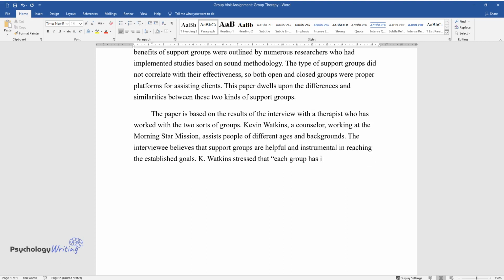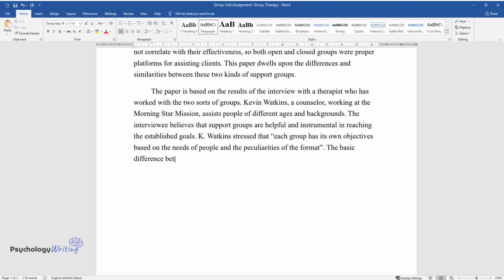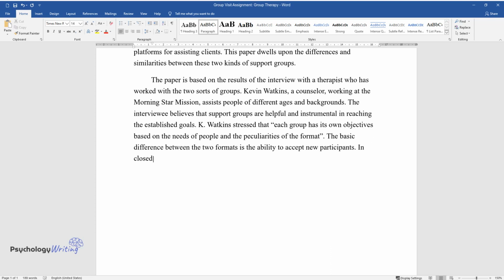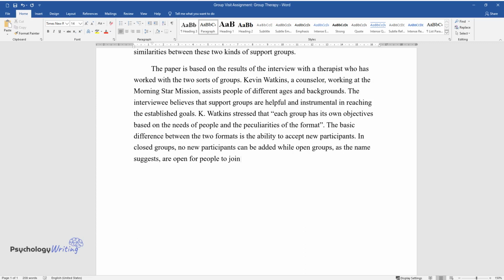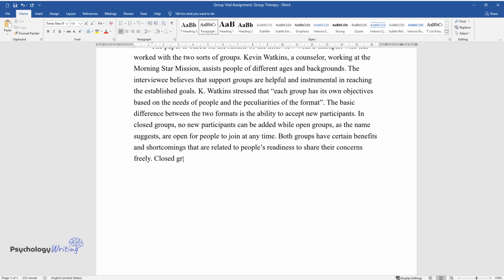Watkins stressed that each group has its own objectives based on the needs of people and the peculiarities of the format. The basic difference between the two formats is the ability to accept new participants. In closed groups, no new participants can be added, while open groups, as the name suggests, are open for people to join at any time. Both groups have certain benefits and shortcomings that are related to people's readiness to share their concerns freely.